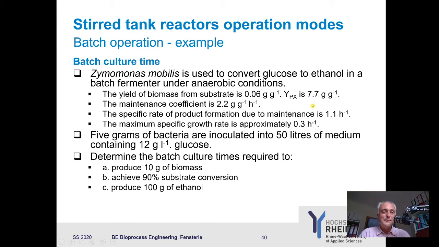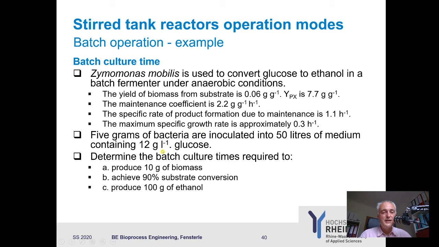So an example is we want to calculate the batch culture time of Pseudomonas mobilis, which is used to convert glucose to ethanol in a batch ferment under anaerobic conditions. So here we are. The yield of biomass from substrate is 0.06 grams per gram. You remember, don't cut out the grams. Yield coefficients could be molar coefficients or mass coefficients. And if it's gram per gram, you know it's now a mass yield coefficient, which is the general thing.